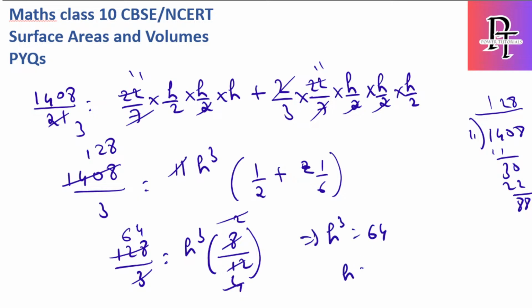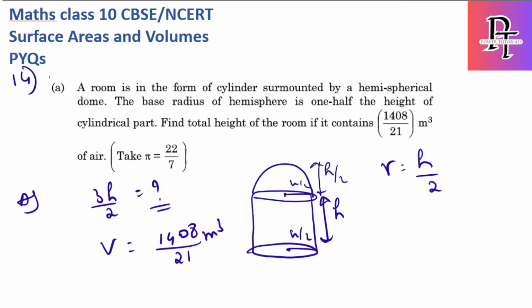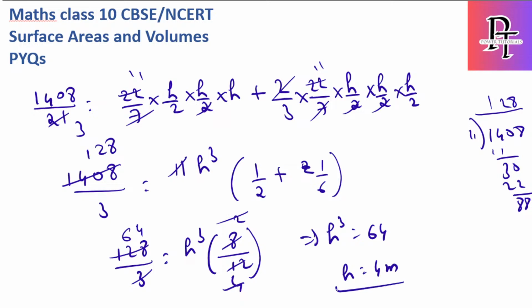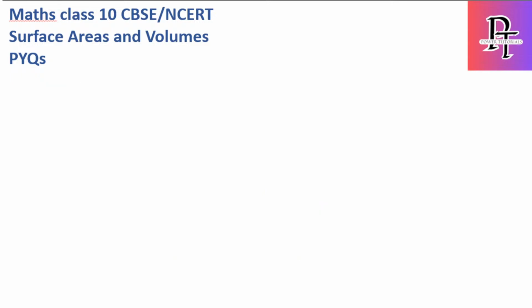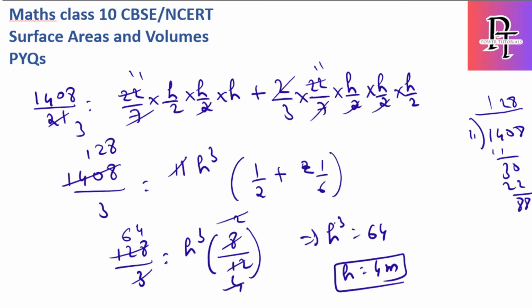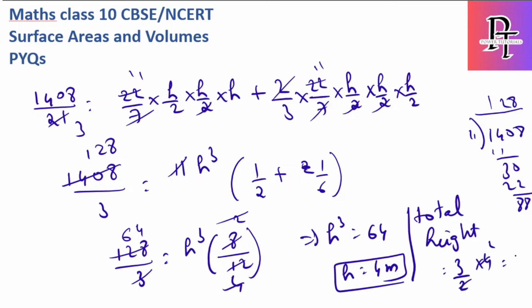I can say h is nothing but 4 centimeters or meters. Let's see the unit, meters. H is 4 meters. It is not the final answer. They are asking entire height of cube, which is 3 by 2 h. So therefore I will write here itself, total height is equal to 3h by 2. It is 3 by 2 into 4, which is 6 meters is the final answer, not 4 meters. Okay, you have to see the question again, what they are asking. Here they are asking total height.